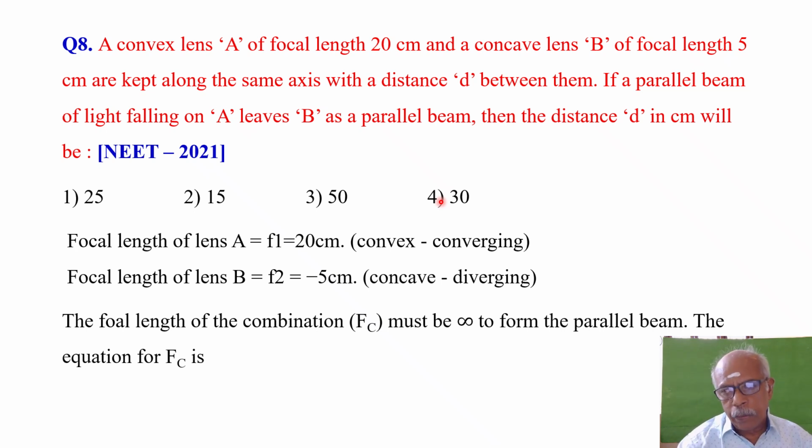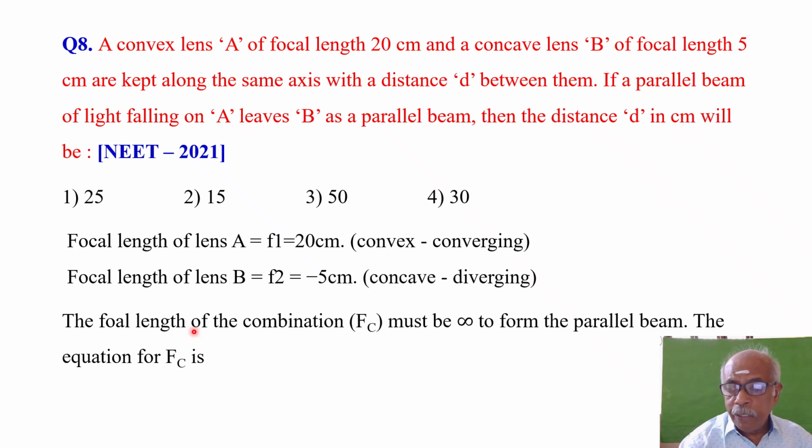So how to solve this problem, sir? It has been given that the focal length of lens A, that is f1, is 20 centimeter. This is for a convex lens, that is, a converging lens. And the focal length of B is f2, 5 centimeter. As it is a concave lens, that is a divergent lens, you put minus 5 centimeter. You are putting the negative sign.